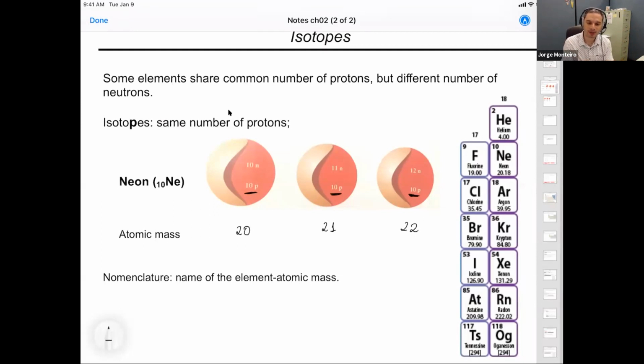There is a particular way to name isotopes of an element, and the nomenclature is very simple. We are going to use the name of the element, dash, the atomic mass or the mass number. So the first one we are going to name neon dash 20. The second one, neon dash 21. And the third one, neon dash 22.